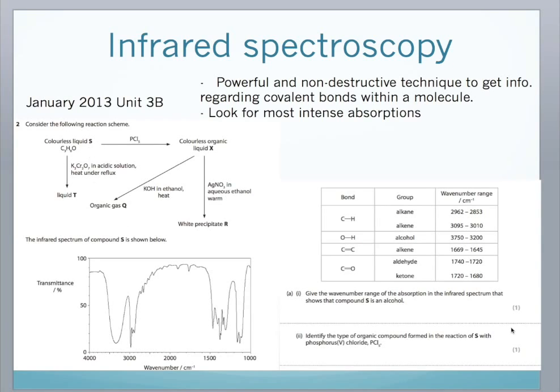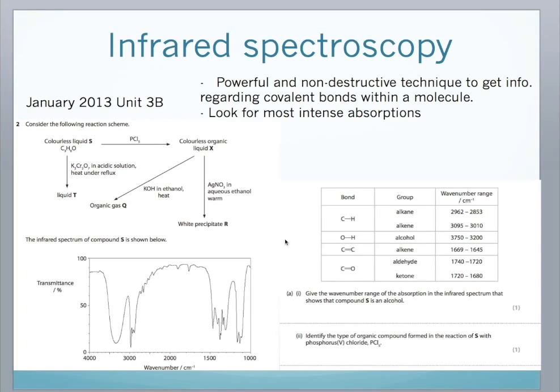The first question is saying, give the wave number range of the absorption in the infrared spectrum that shows that compound S is an alcohol. So we have to look at this spectrum here. We're not really concerned with anything below 1500 because this is known as the fingerprint region, and usually we ignore it because it's very, very complicated. So we look at anything that is above 1500.